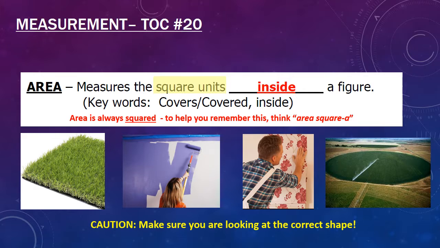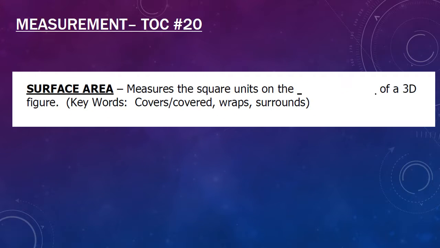And with area, make sure you're looking at the correct shape, because there are different formulas for each shape, and this is important. Sometimes it's a rectangle, sometimes it's a square, sometimes it's a triangle. And then you'll have circle, and we'll get to that later. But make sure you're looking at the correct shape for the right formula.